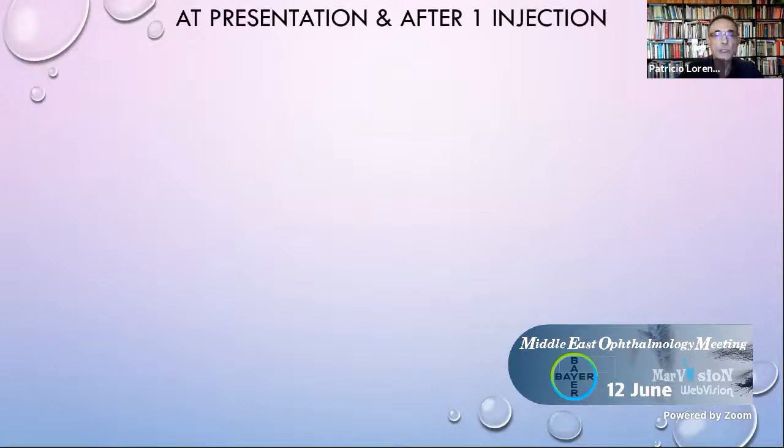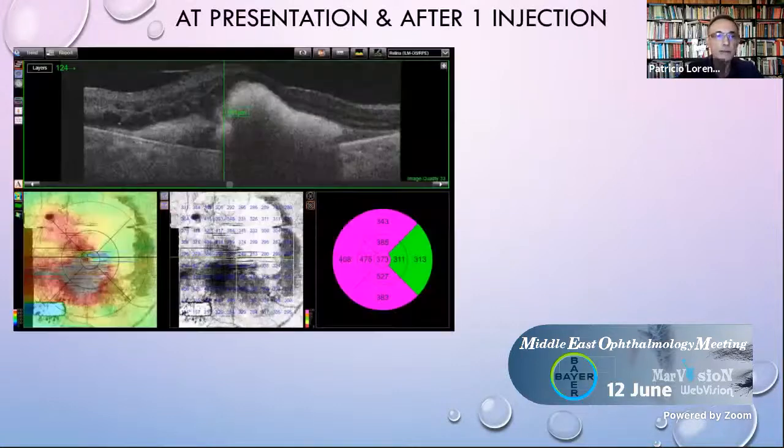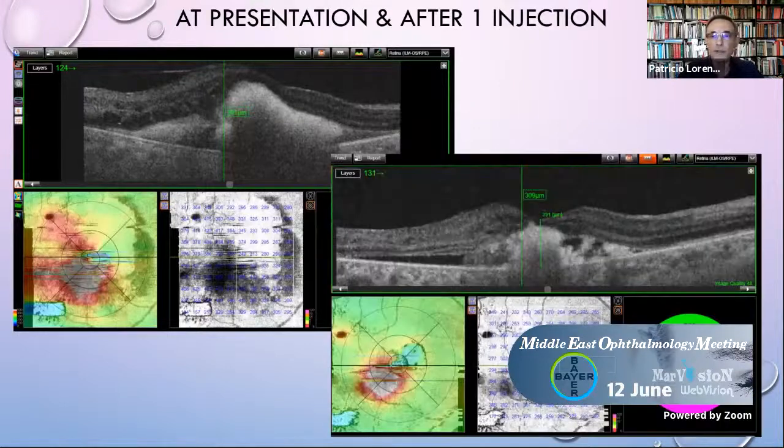I'm going to show you the OCT at presentation again, which is this one. And then after the first intravitreal injection, we can see that there is some intraretinal fluid. The thickness, as I said before, the Topcon machine is showing 309 microns. But if you actually come with a ruler, you see that it is 391. So it's not reading properly. It's thicker than it looks. We gave the patient a second injection.